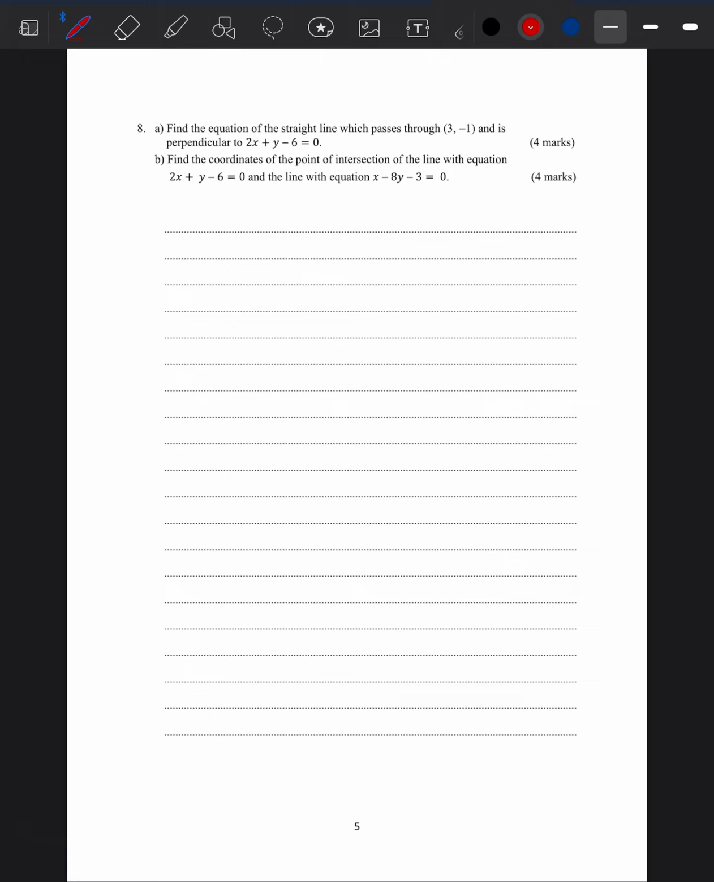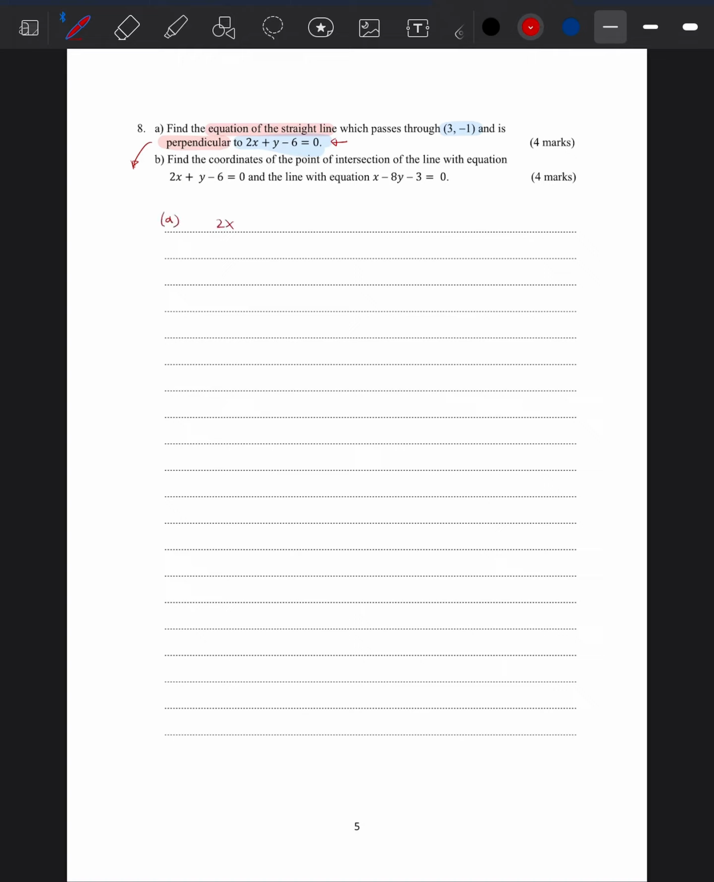So question 8, it says find the equation of the straight line which passes through the point (3, -1) and is perpendicular to the line 2x plus y minus 6 equals 0. So here it gives you the point it passes through, and they give you this line here. So you have to find the equation of the straight line that is perpendicular to this 2x plus y minus 6 equals 0. When it says perpendicular, you know that the two gradients multiplied by each other give you -1. But from here, you can't tell what my gradient is.